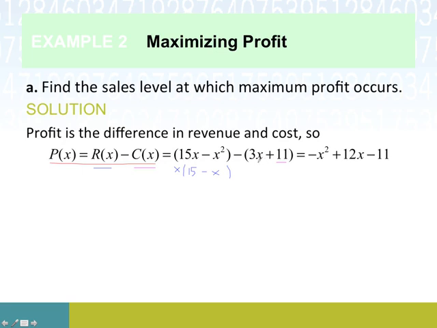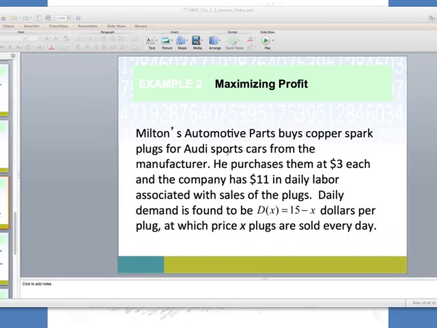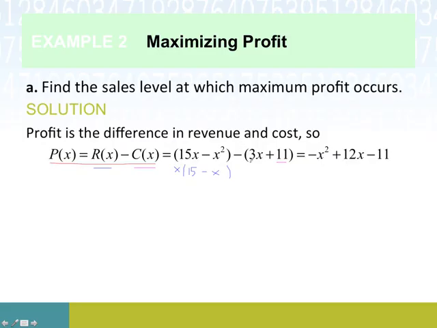And x is only keeping track of how many spark plugs are purchased and sold. So, purchased from the manufacturer and then sold to customers. So he gets them for $3 each. And that means that this is the variable cost associated with his operation. So variable cost is $3 times the number of parts that he acquires, and then $11 for labor.